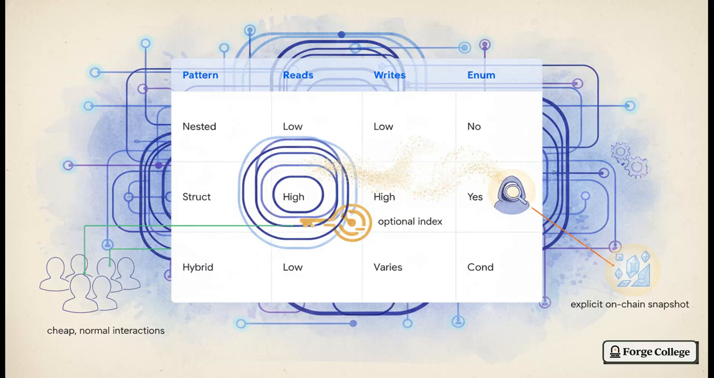But actually, there's a brilliant third path, which is the hybrid approach. This method pairs a nested mapping for fast reads with an optional index. What we're doing is delaying that massive gas cost of indexing by offloading it strictly to the specific workflow that actually needs to enumerate on-chain. Everyday users get cheap interactions, and the power users pay for the luxury of enumeration. It's a really gorgeous engineering compromise.